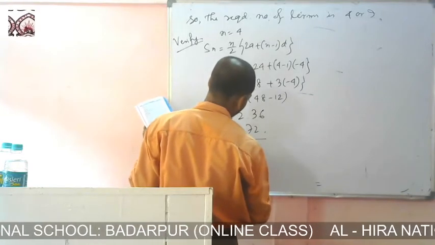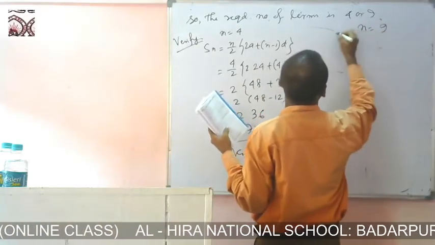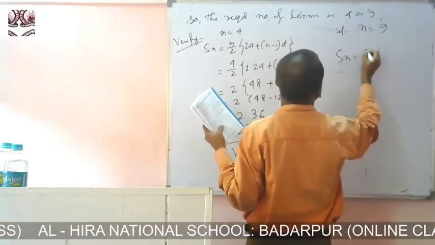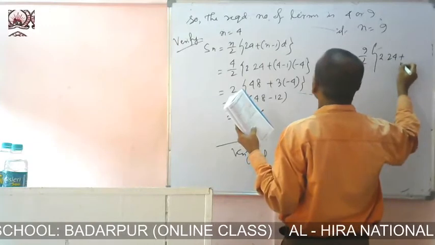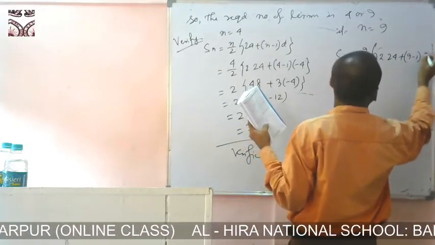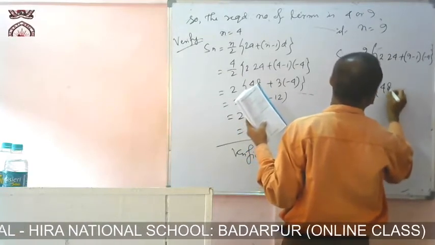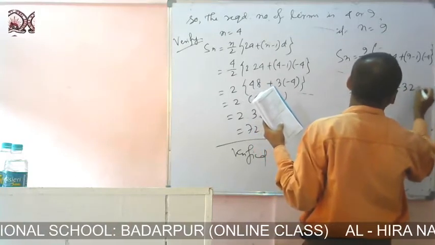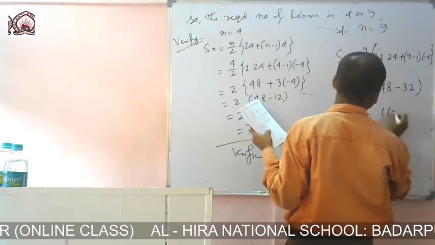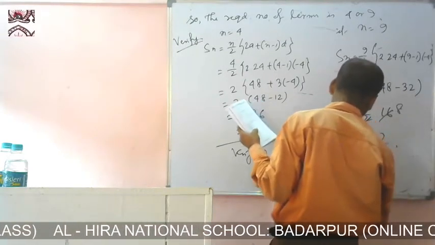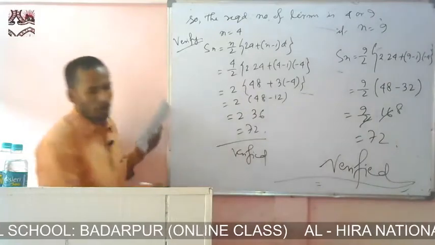So it is verified. And if n is 9, then Sn will be 9 by 2 into twice a, 2 into 24, plus 9 minus 1 into minus 4. So it is 9 by 2 into 48 plus 8 into minus 4, which is 32. 48 minus 32 is 16, so 9 by 2 into 16, 2 eights are 16, this is also again 72. So it is verified.